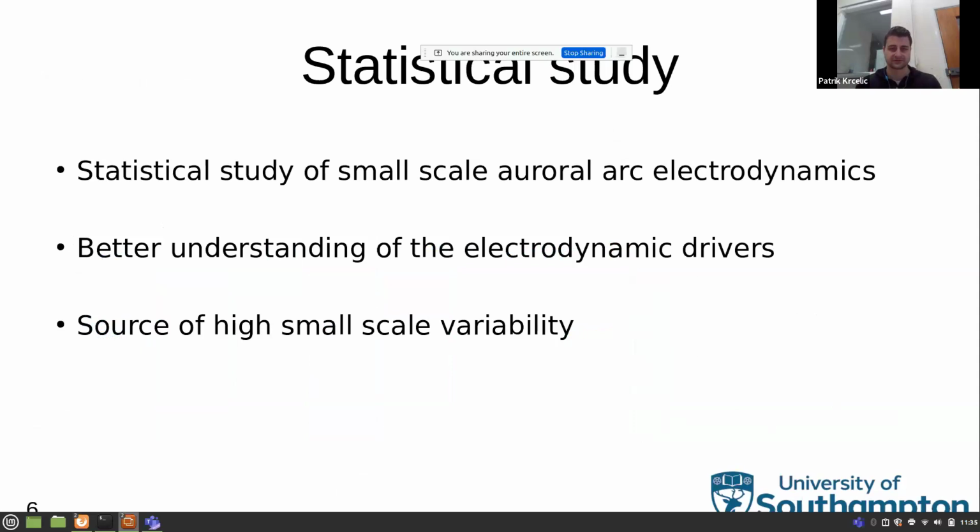So first thing that I'm going to present to you is the statistical study that we did. We observed the small-scale auroral arcs. Our goal was to better understand the electrodynamic drivers behind the arcs and electric field, and maybe try to explain the source of high small-scale variability.